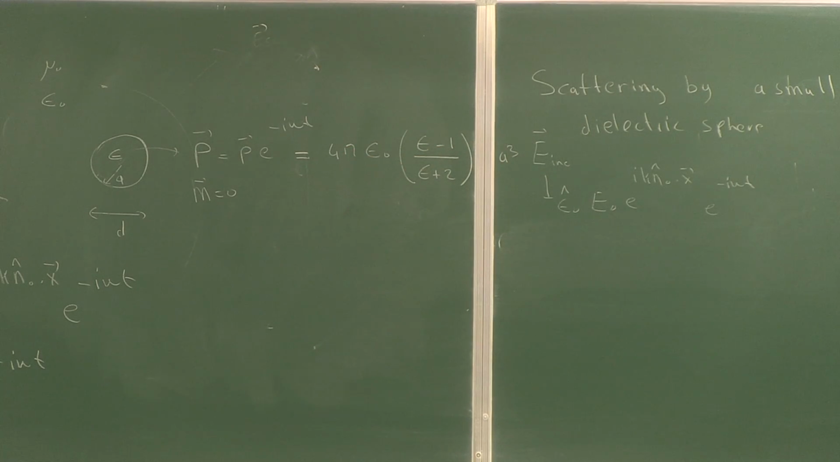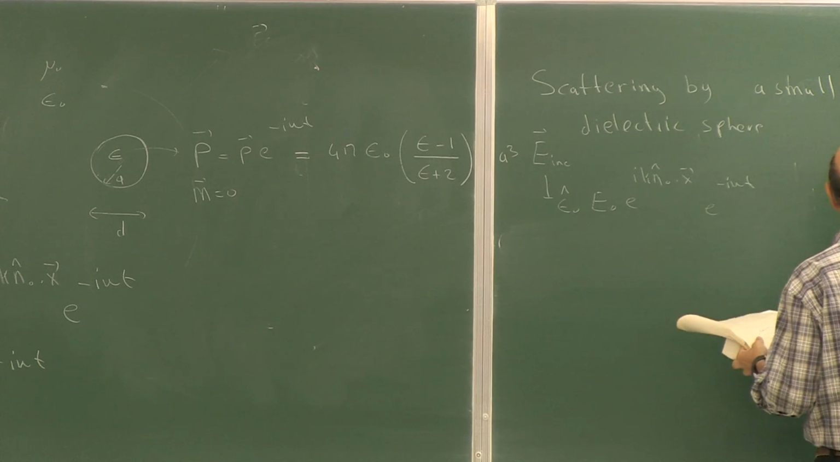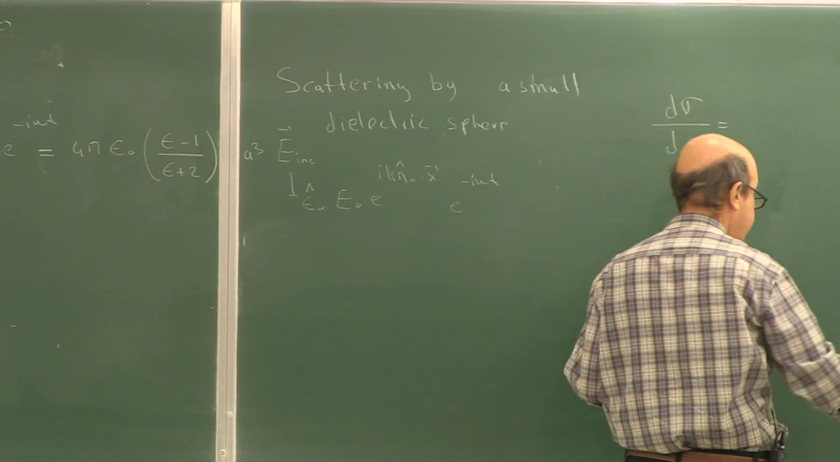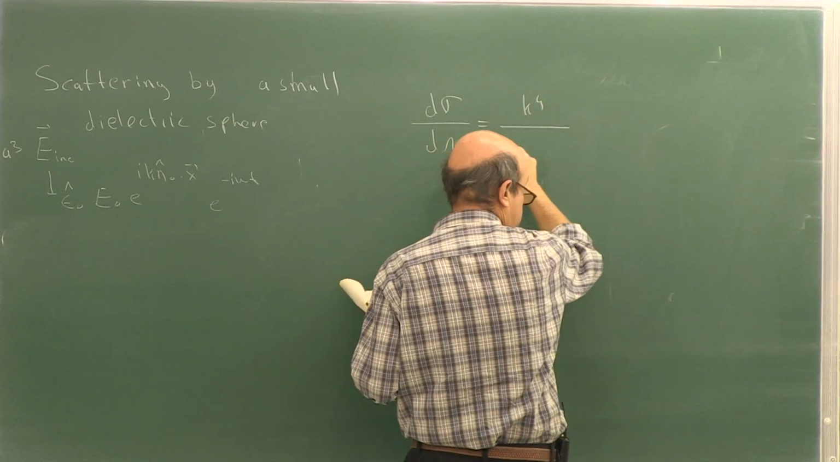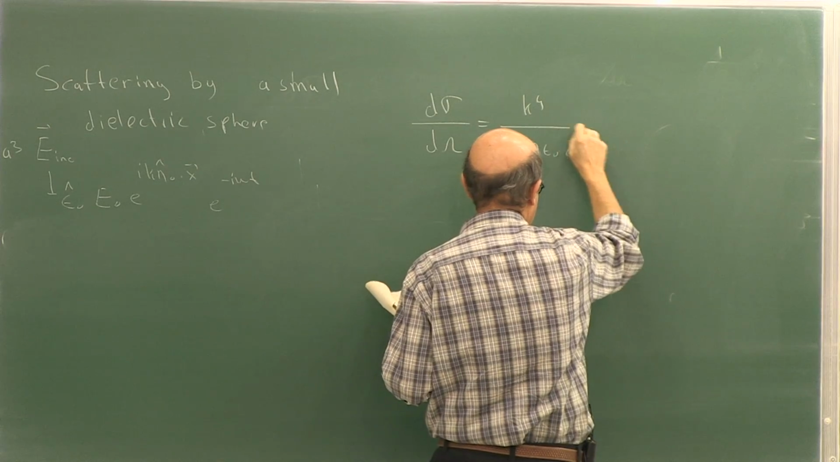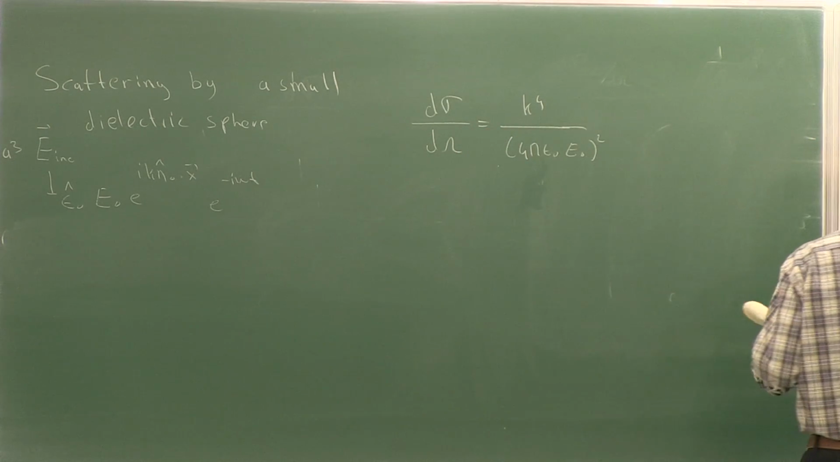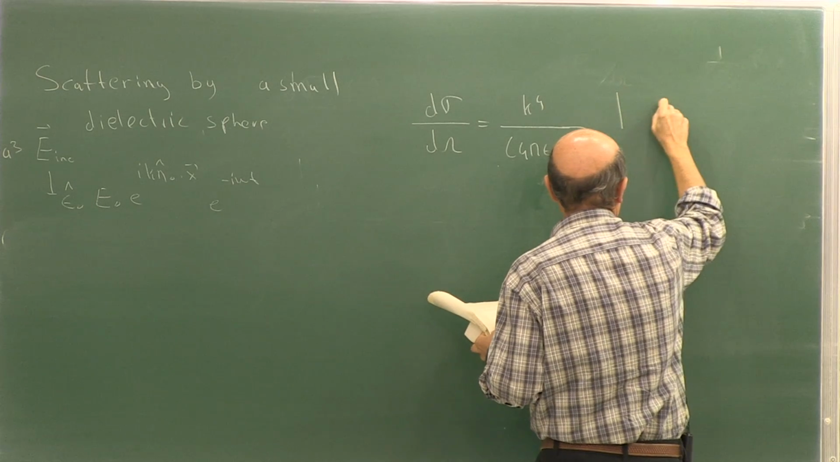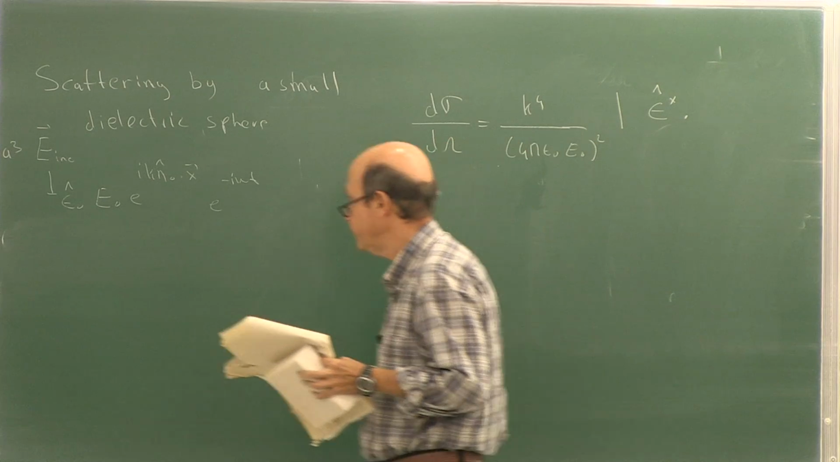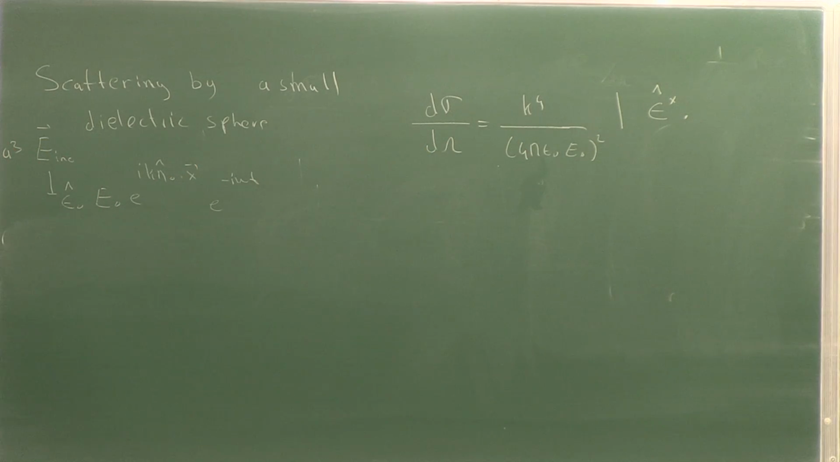So if you put this information here and take m equal to 0, you will obtain the following. The scattering cross section per solid angle will be k to the 4 divided by 4 pi epsilon 0 E0 squared, the polarization after the scattering, that product, this whole P.